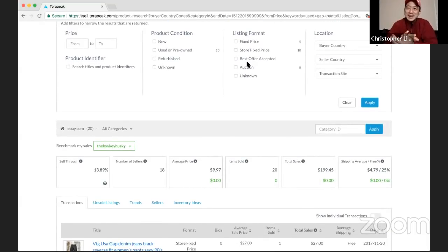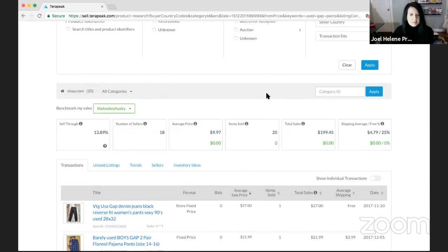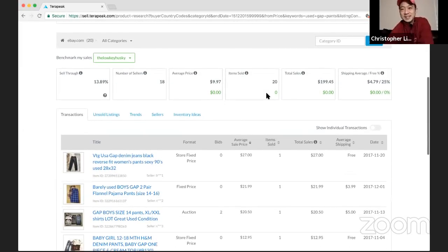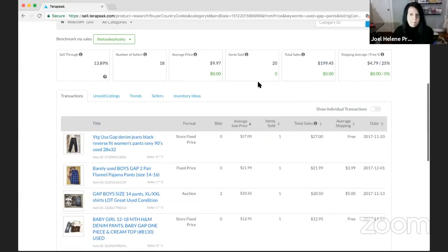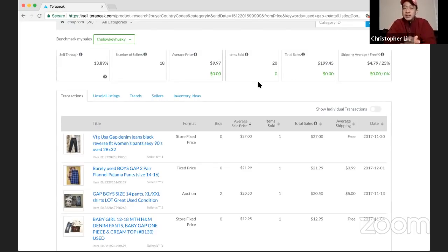$199 in sales. Wow. Sell-through rate is at 13%. That's insane. There's only 80 people selling Gap pants. I'm just thinking, that's the total sales in the last month. Hardly any. Wow. The average price. But look at this. This is cool to look at because we're looking at an average sale price of $10.